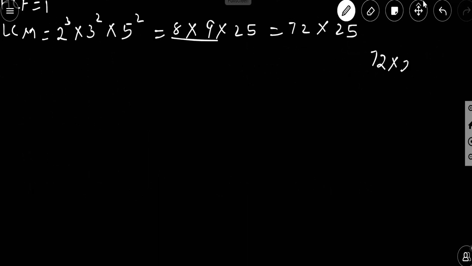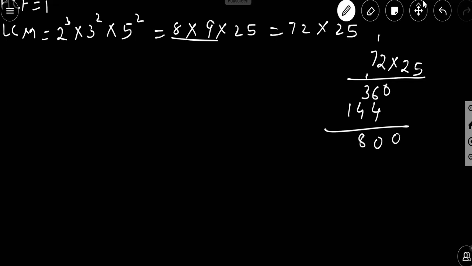72 into 25. So 5 2s are 10, 1 carry. 7 5s are 35 plus 1, 36. Again 2 2s are 4, 2 7s are 14. So 0, 10, 1 carry. So this becomes 8, 1. So how much is LCM? LCM is 1800. Okay, so we have calculated HCF also and we have calculated LCM also. Okay, so we'll go for the next problem.